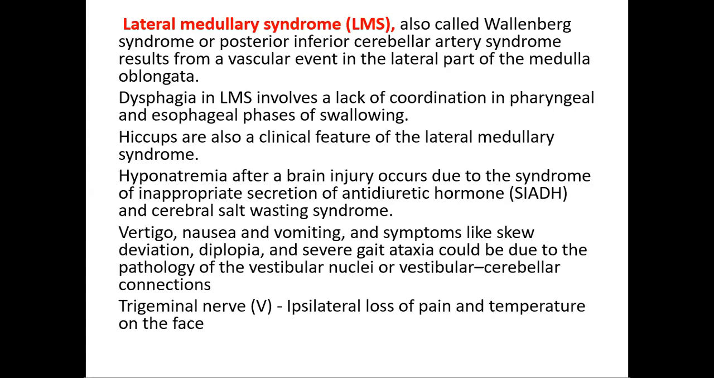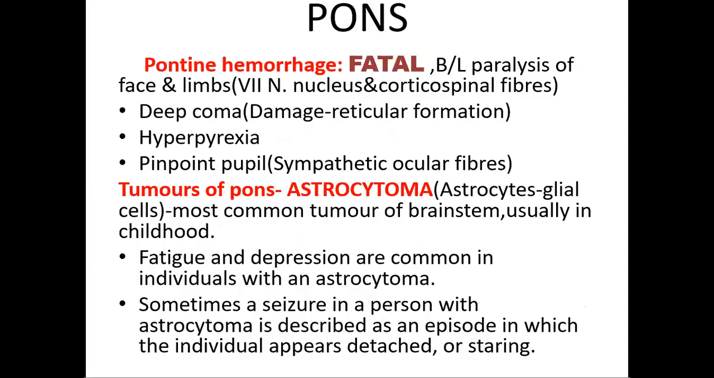Okay. Next, I have listed the pons. In the pons, we have 2 important things. One is spontaneous hemorrhage. I have highlighted in the slide that it is fatal. Why? Because in spontaneous hemorrhage, which is bilateral, we see involvement of the 5th, 6th, 7th and 8th cranial nerves, which are very important ones, and we see involvement of corticospinal fibers mainly in this pons region.